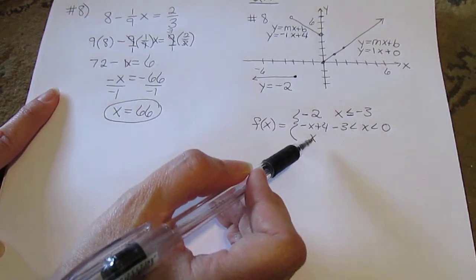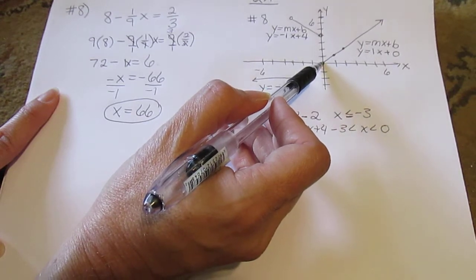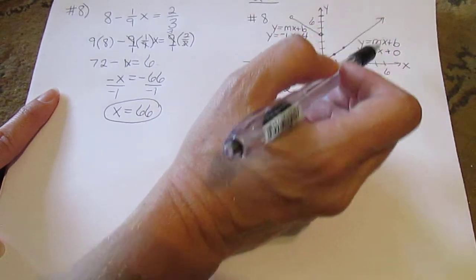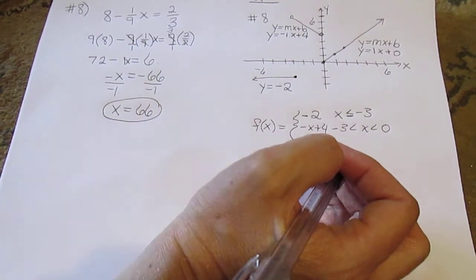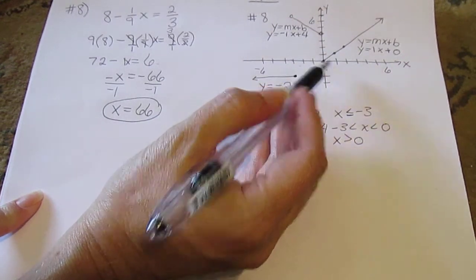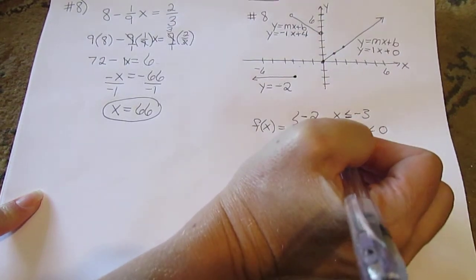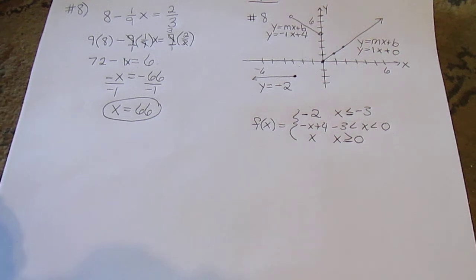And then finally for our last one, it covers the x-axis from 0 to +infinity. Okay, so it wants everything greater than 0. And there was a closed circle here, so that means we want an equal sign. And that's how you find the definition of the graph.